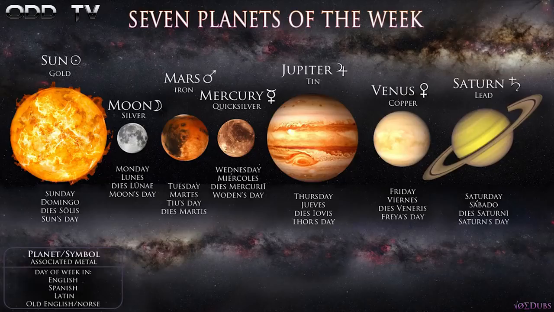You can find the planets of the universe encoded in our weekdays. Sunday is Sun. Monday is Moon. Tuesday is Mars. Wednesday is Mercury. Thursday is Jupiter. Friday is Venus. Saturday is Saturn. All 7 wandering stars are accounted for.